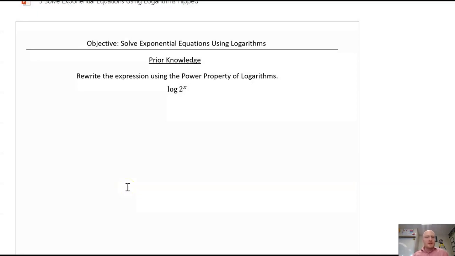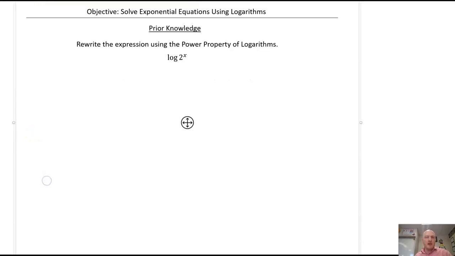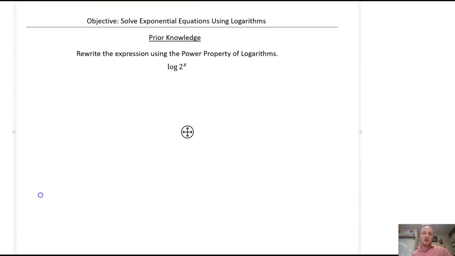So I'm going to jog your memory with rewriting the expression log of 2 to the power of x, using the power property of logarithms. Remember, the power property says that if you have a power of an argument, you can pull it out front as a multiplier. So I can rewrite this as x times log of 2, where our base for this log is 10. This is the common log.